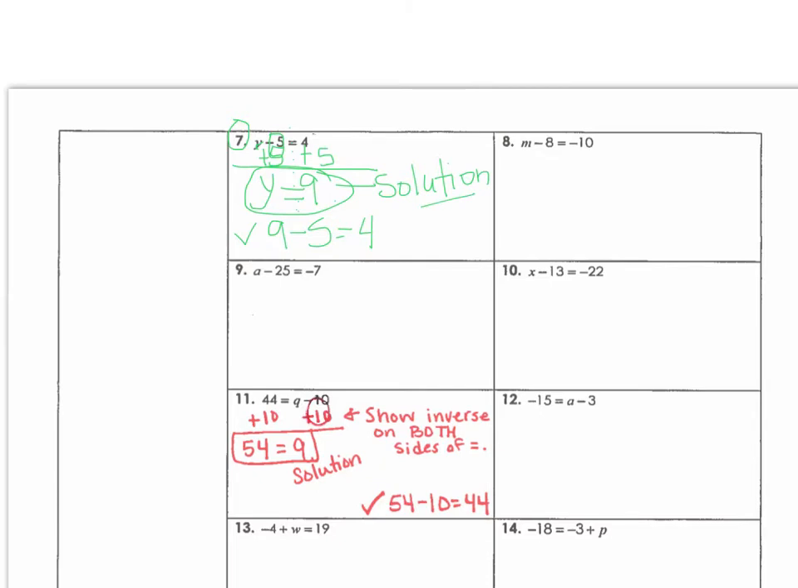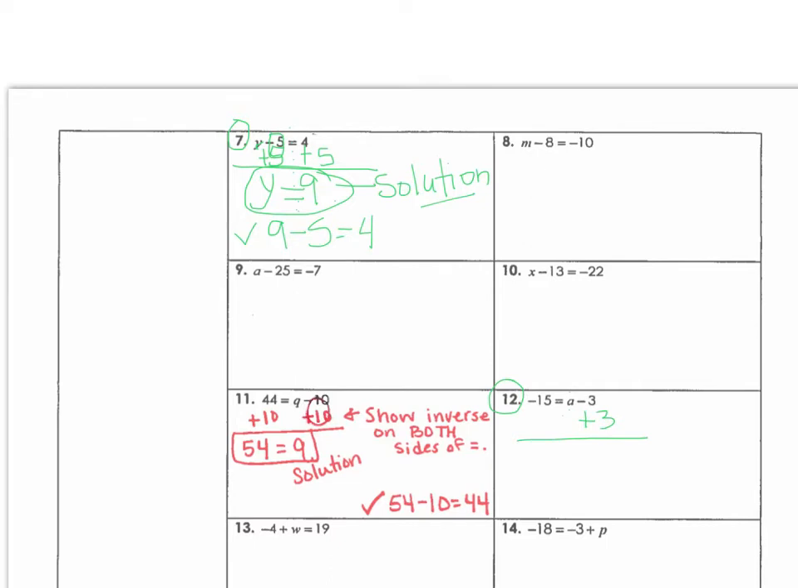All right, let's try another one. Let's go down here to number 12. I see the variable on the right side of the equation. Do not let that bother you, okay? We still look for that variable. So we found the a. What's happening to the variable? It's being subtracted by 3. So the inverse operation is to add 3.